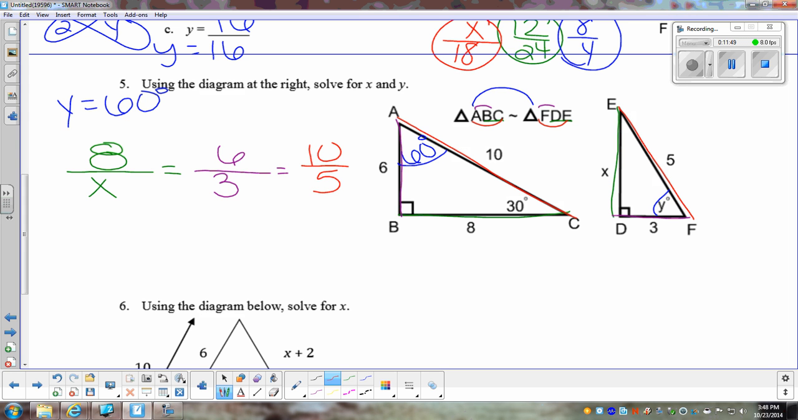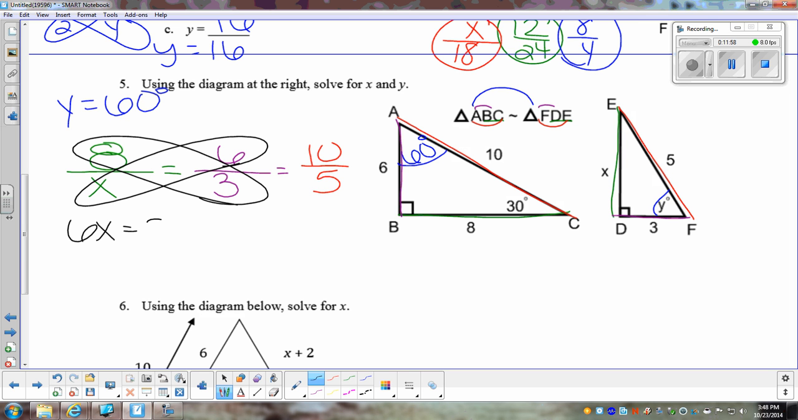So I can pick either one of those to solve this. I'm going to pick the purple one because it's right next to it. Cross multiply. 6x equals 24. So I get that x equals 4.